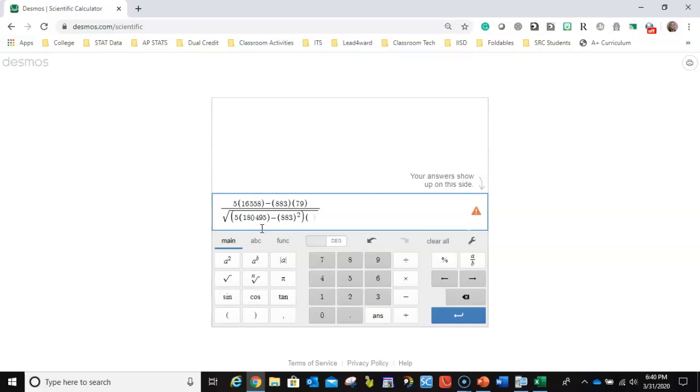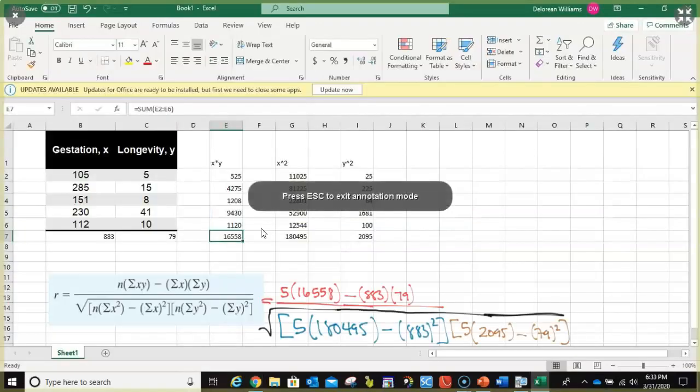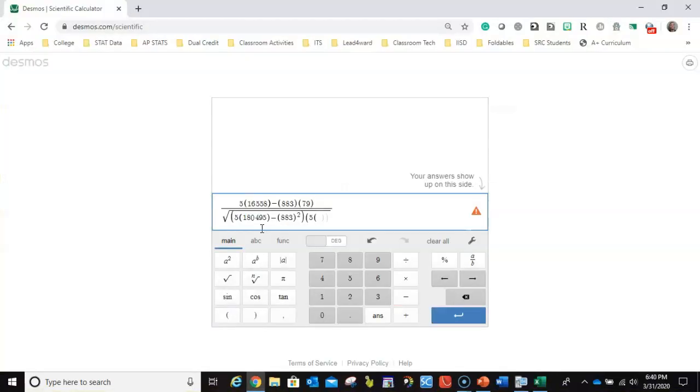So now for the y value, 5, and then it was 2,095 minus 79 squared.